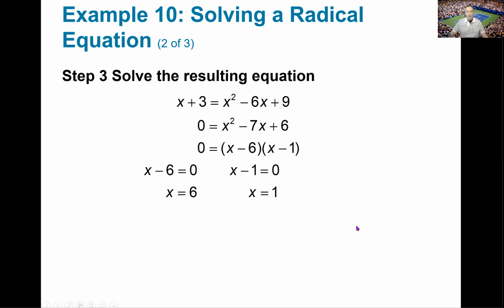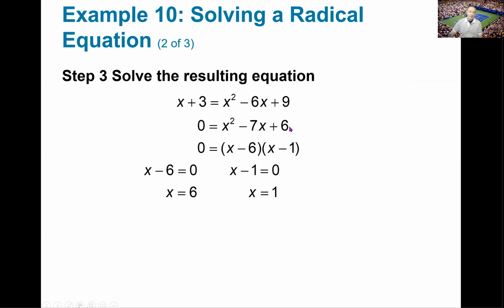I have to go in and solve that quadratic. We know in order to solve a quadratic, probably the most preferable method, or one of the most preferable methods, would be by factoring. So I just said, well, I'm going to try to get a 0 on the left-hand side by subtracting x and subtracting 3 on both sides. If I subtract x on the right, I get a minus 7x. And if I subtract 3, the 9 becomes a 6. So now it becomes a factoring problem.